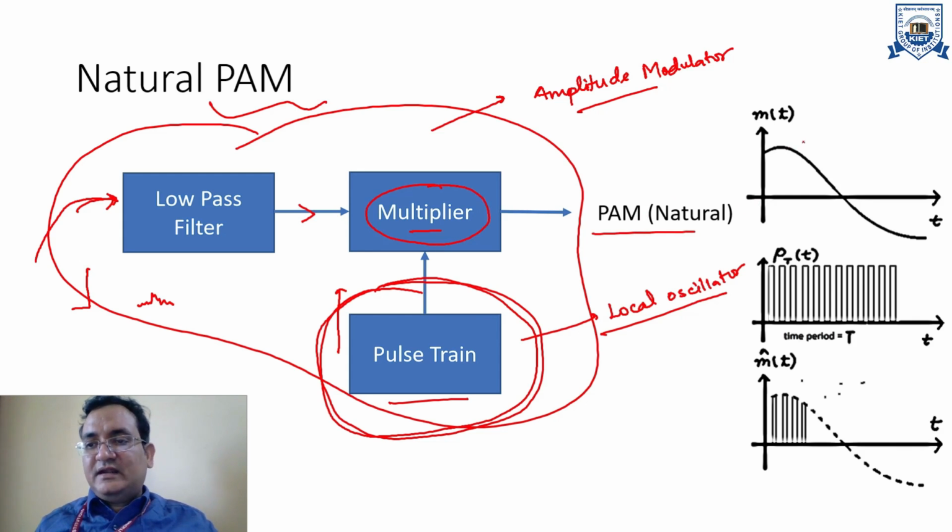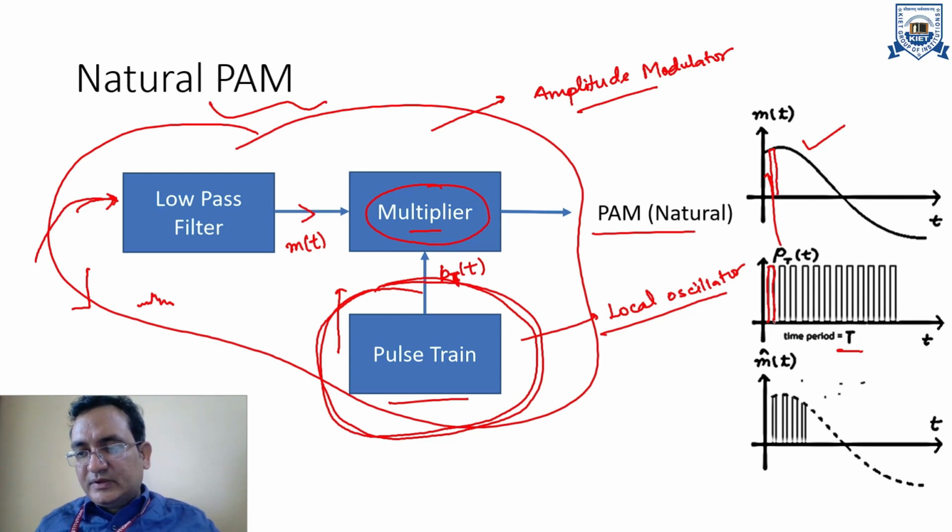You can clearly see that this is your message, m(t). This is your pulse train. Let us suppose this is p(t), and T is the time period as shown in the figure. When you multiply p(t) with m(t), you will see that when the pulse's voltage exists, it will directly provide the output, and when you multiply with m(t), you will definitely get this section.